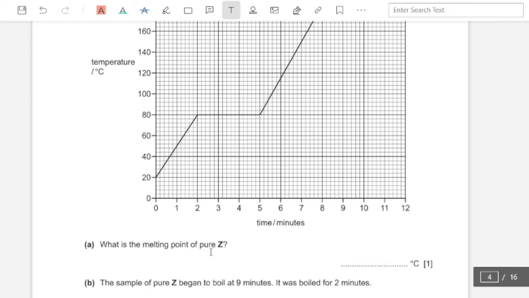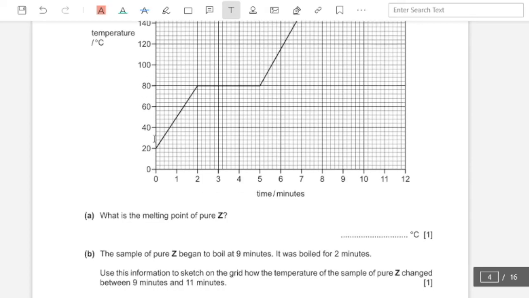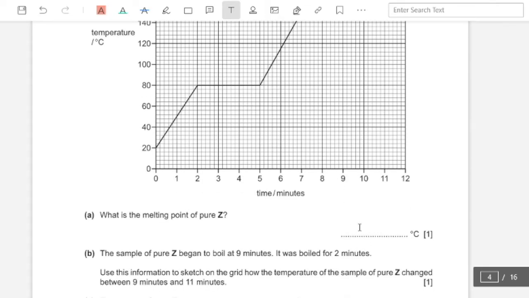A. What is the melting point of pure Z? So as I mentioned earlier, the melting process starts from the horizontal line, and the starting is at 80 degrees Celsius. So this is the melting point of solid Z.